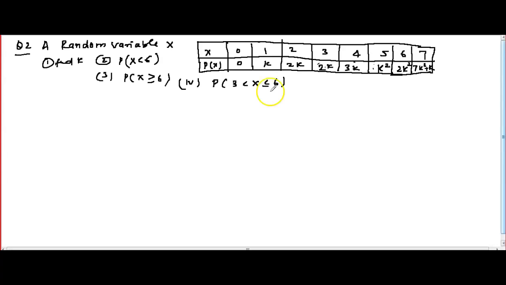So this is the next question. Okay, so a random variable x is given here with the respective probabilities. So how will you find k? Write the same thing: summation of p of xi is equal to 1. So we can write this by adding 0 plus k plus 2k.